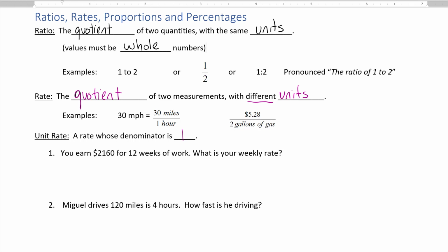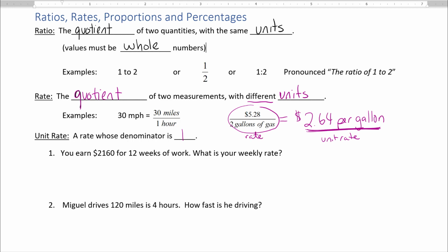So let's go back to this example, $5.28, and if we actually take that and divide it by 2, we get $2.64 per gallon. This is a unit rate, where the first one is just a rate.